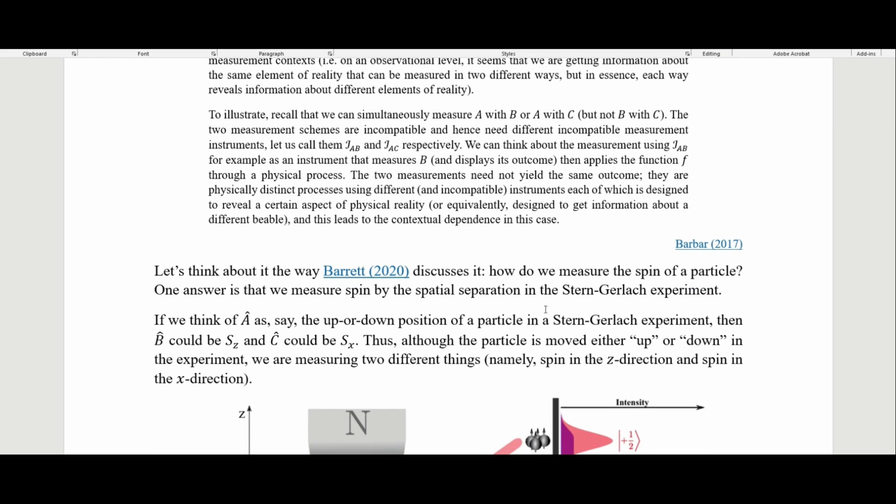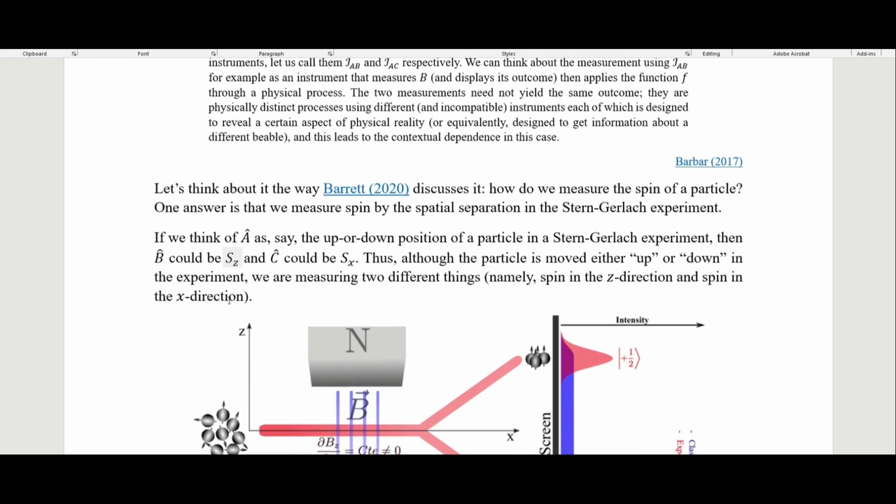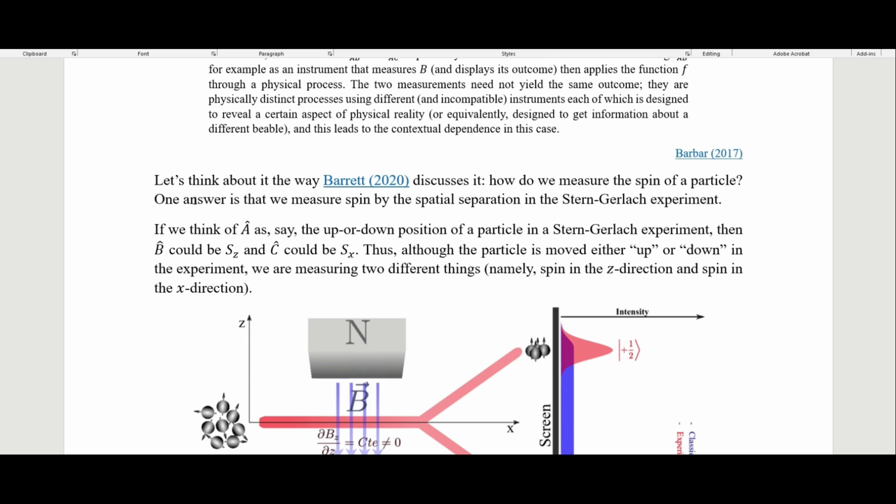And so that was a lot of words, and I think it can be complicated. To break down what this is saying, let's think about it in the way that this paper does. How do we measure the spin of a particle? One answer is that we measure the spin by the spatial separation in a Stern-Gerlach experiment.